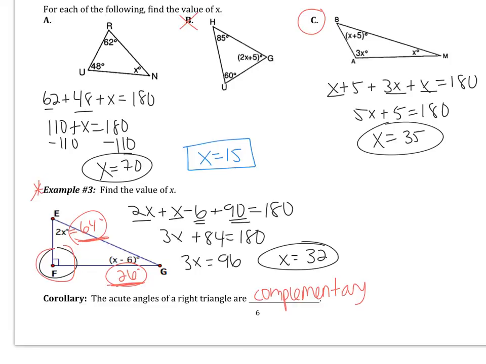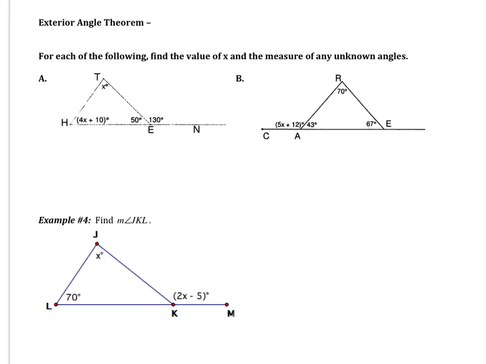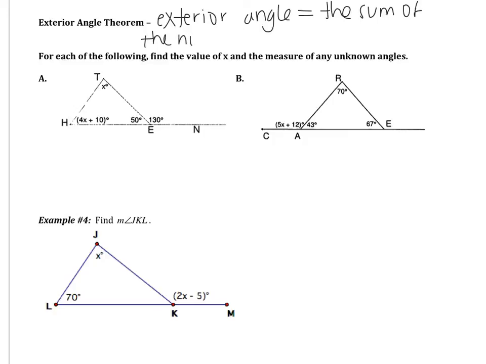Okay, flip the page, please. Okay, we're going to learn another theorem. So this theorem is called the exterior angle theorem. So the exterior angle theorem says that an exterior angle is equal to the sum of the non-adjacent interior angles. So the exterior angle is equal to the sum of the non-adjacent interiors.